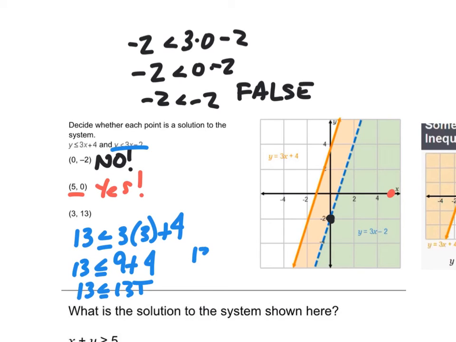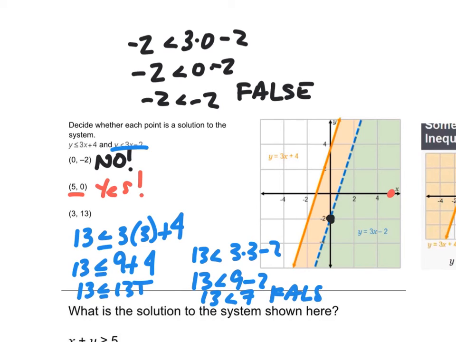Okay, let's check it in this equation as well. 13 is less than 3 times 3 minus 2. 13 is less than 9 minus 2. 13 is less than 7. This is false. So it has to work for both of them. If it works for both of them, then we're good, but if it doesn't, then it doesn't. So this one, no.